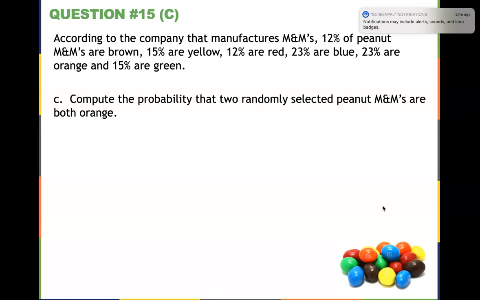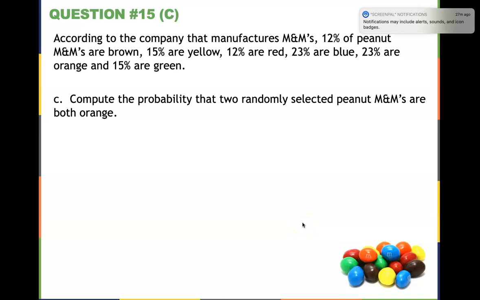Compute the probability that 2 randomly selected peanut M&Ms are both orange. Now, just like the dog problem, where you're drawing a human out of a huge population, it really doesn't matter whether you replace that first human or not, because there are just too many people to choose from. And if you're looking at millions or billions of M&Ms, whether you put back that first M&M or not is not going to make a difference for your probability computation.